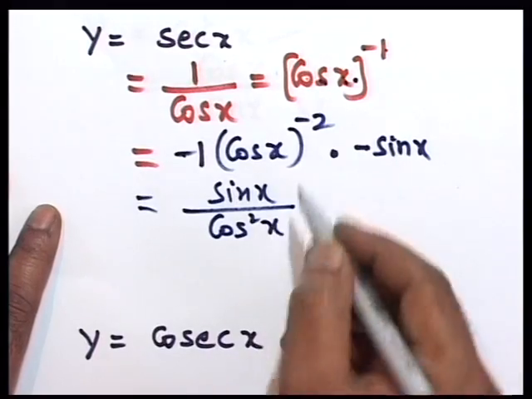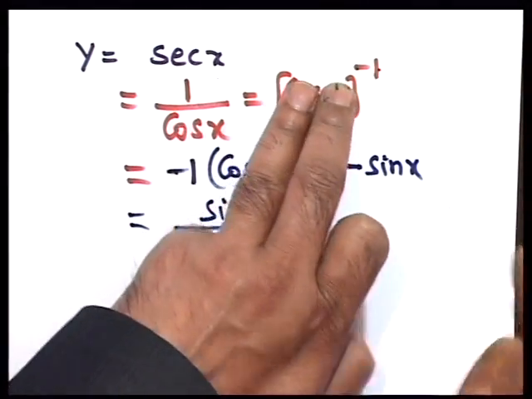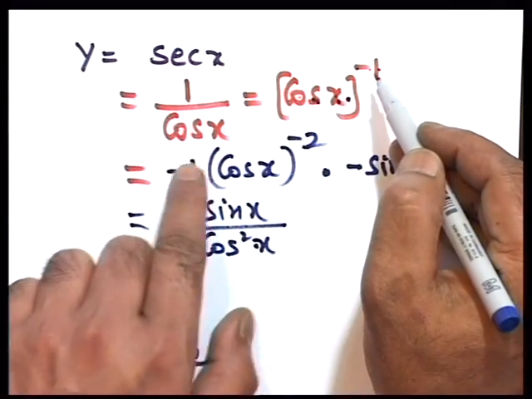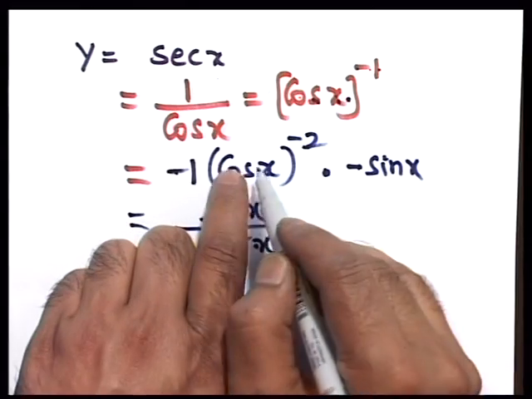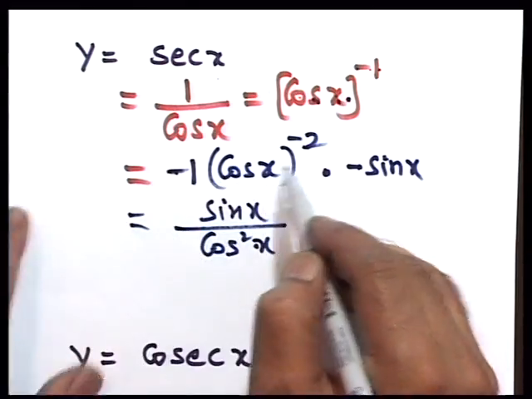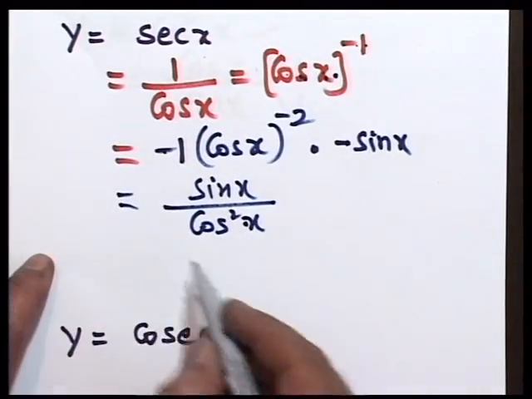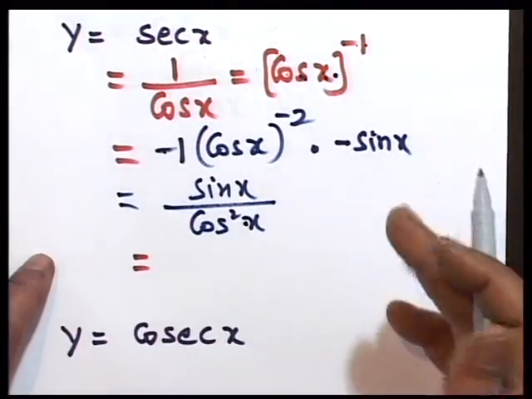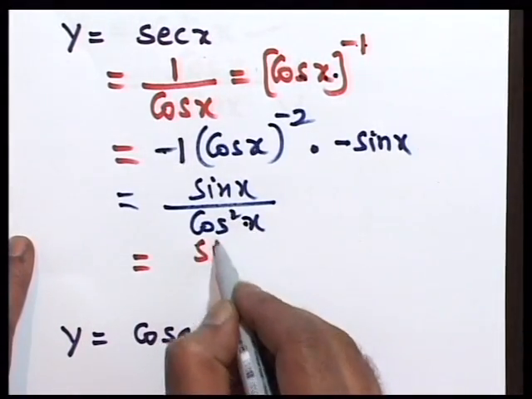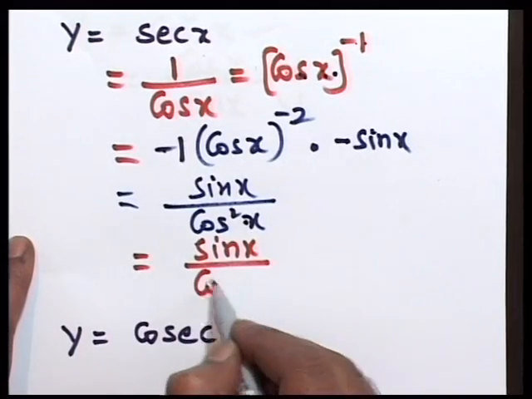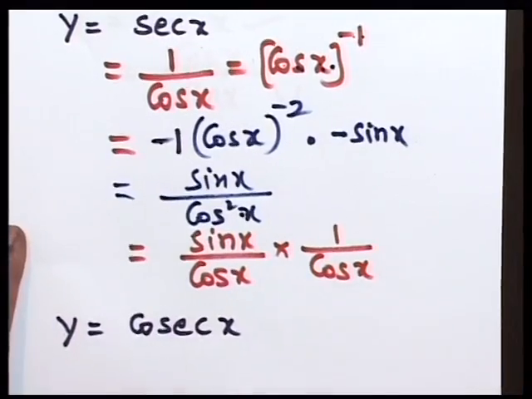You can move that to the denominator. Guys, listen, what we did here was something to the minus 1 is minus 1 times the same thing, minus 2. Then we differentiate the bracket using the chain rule. That's how you got that. Now, to write this in standard format, what we can do, split the cos square x. So sin x divided by cos x multiplied by 1 divided by cos x. Let's write it like that.